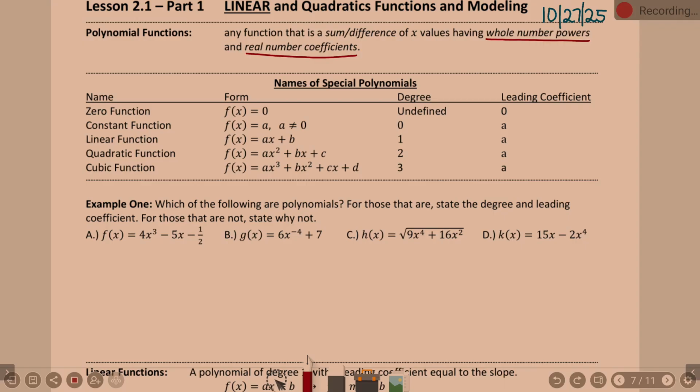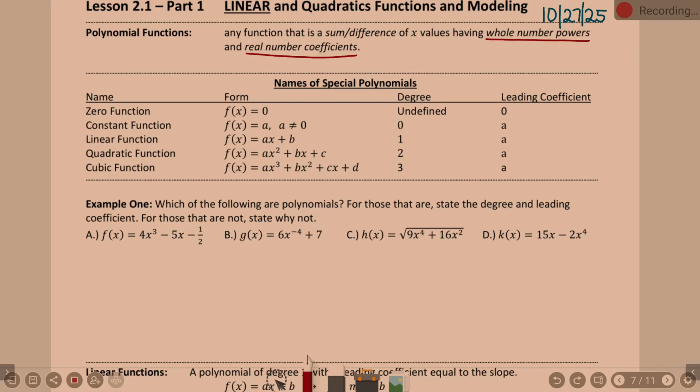Quadratic function means the highest power is 2, or in other words, it's degree 2. The representation there is ax squared plus bx plus c. Again, the leading coefficient is the number in front of the x squared term, so the a. A cubic function starts with an x cubed term. It's going to have a highest power of 3, so degree 3, leading coefficient a. The constant function, when there is no x, when it's just a number: in that case, your degree is 0, and you still have a leading coefficient of a.